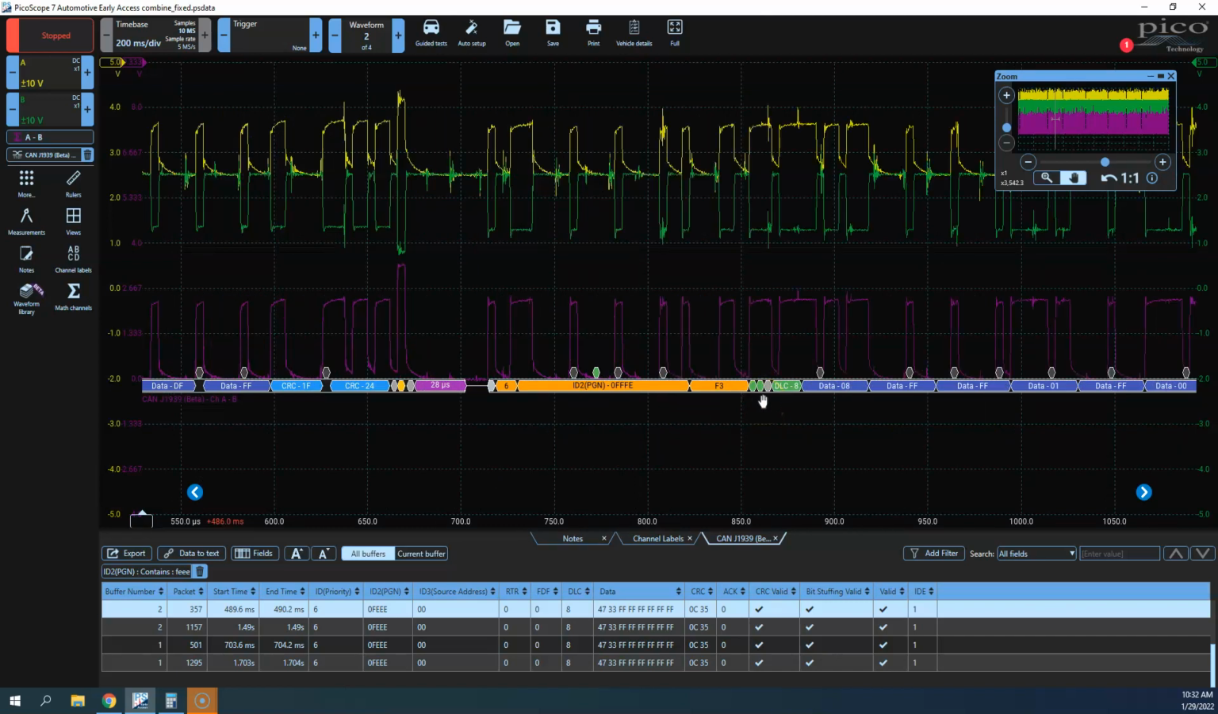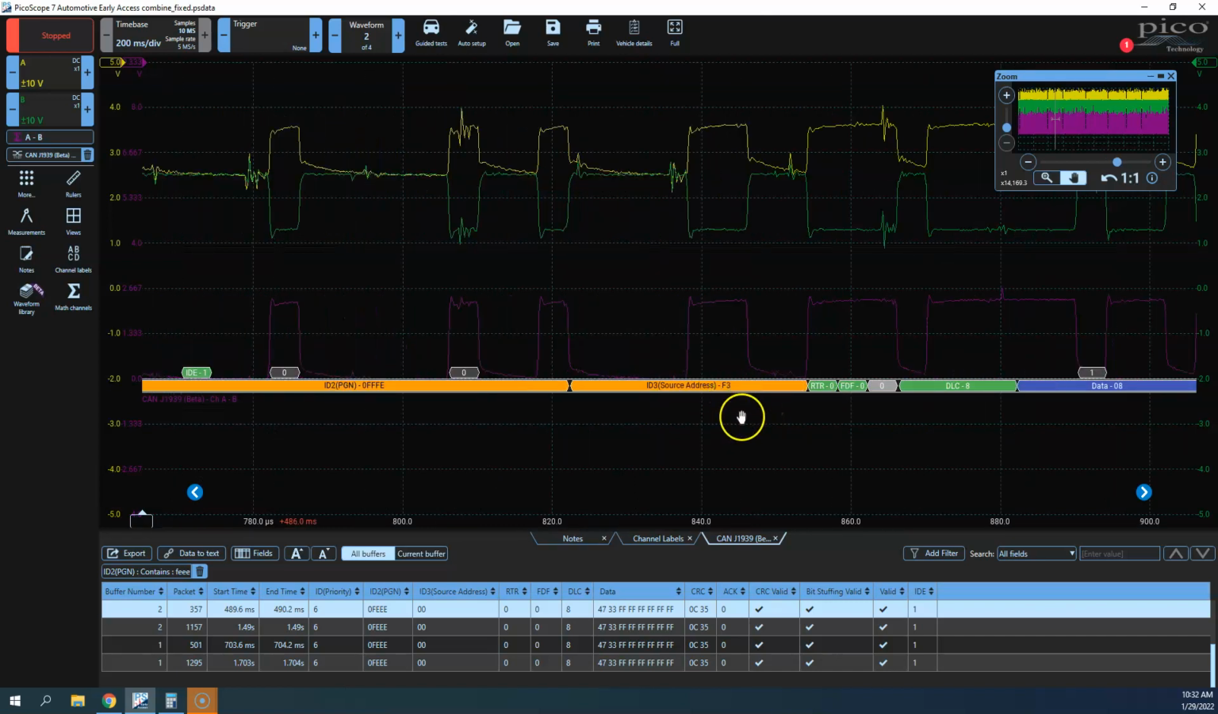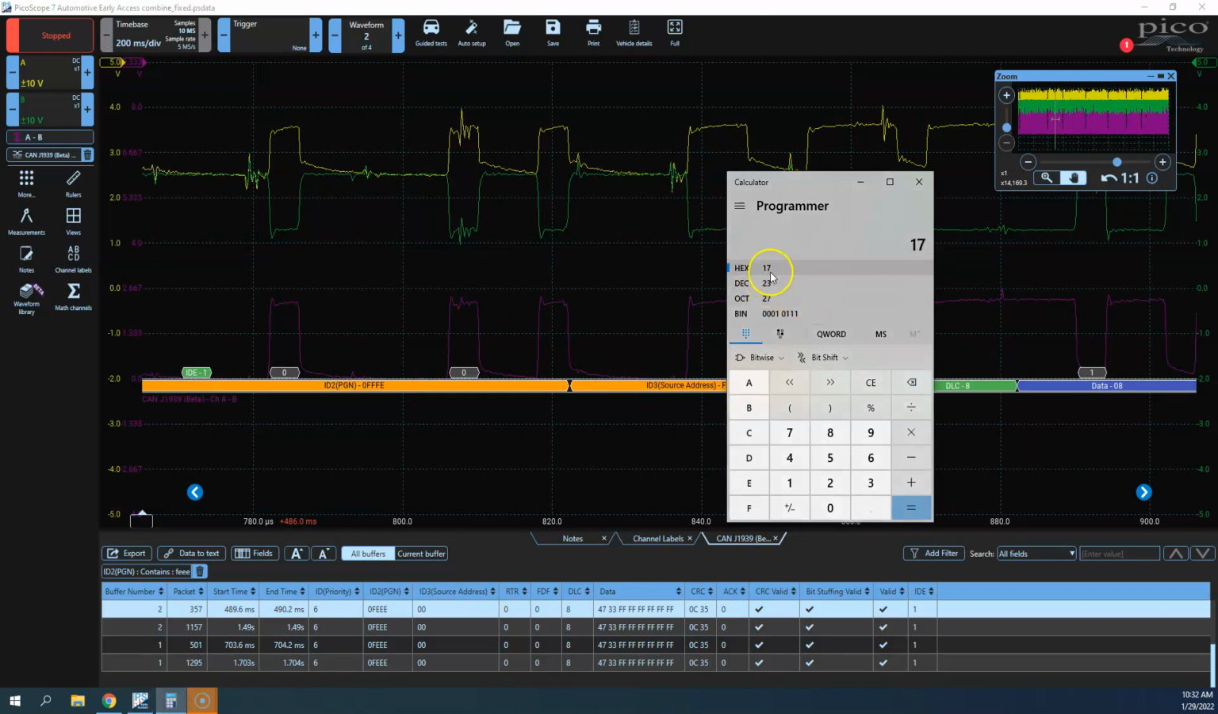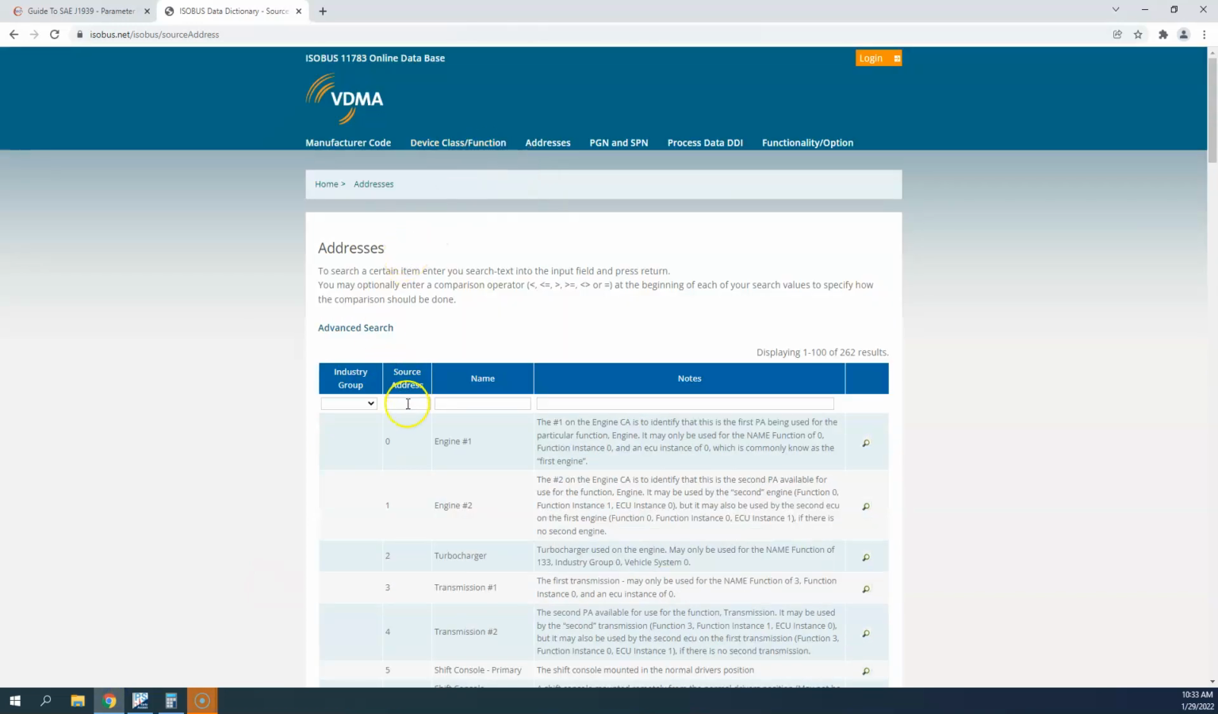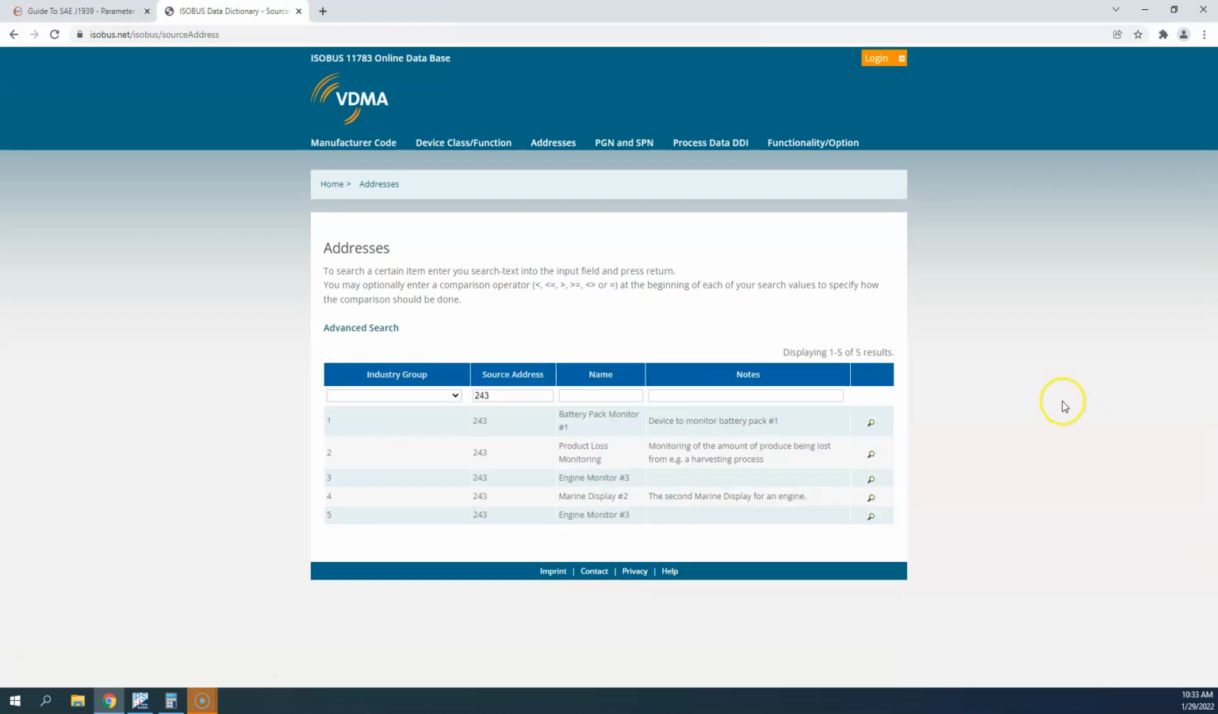We can take a look at another one here. We have a source address on this one of F3. Of course, that is a hexadecimal value, so let's clear this out. Let's put a value of F3 in, and we can see that in decimal, that is 243. So let's take a look at who is number 243. And I think what you're going to find here is 243 is something where I need a little more information about it.